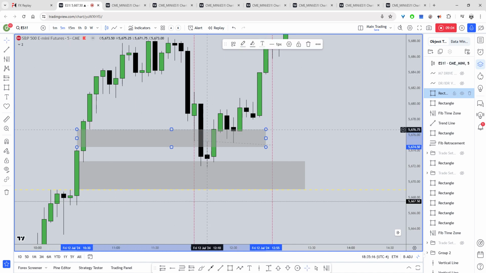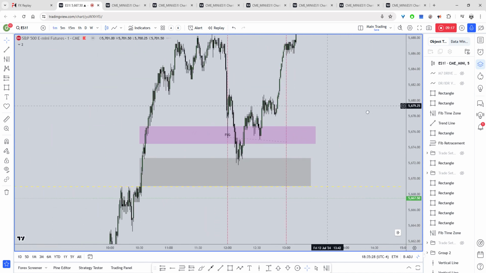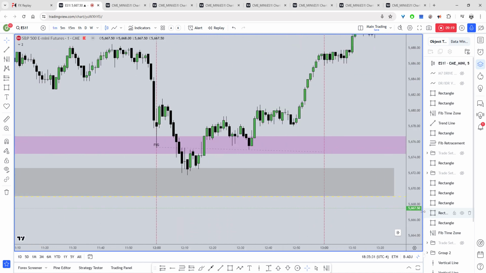Where is it going to stop? It stops on this one. We wait for price to break above that fair value gap, and now this fair value gap is fair game one more time. On a 1-minute time frame, you're using the same methodology.